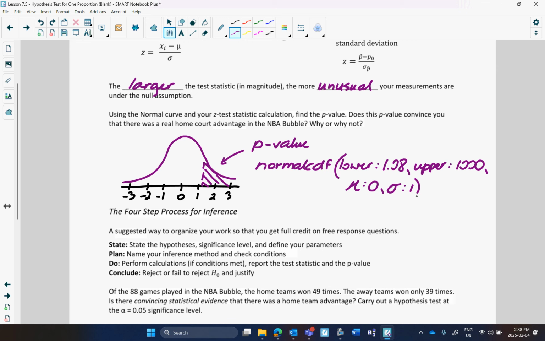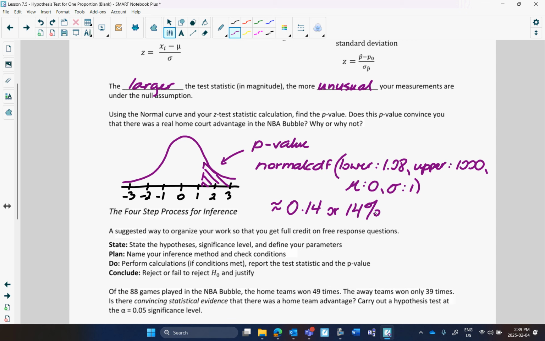So if we do this, we should get, what do I have here? Oh no, actually I think it works out to the same thing. I thought it was a little different. I didn't think it was that close. Let me just double check that I did that right. Distribution, we have 1.08 up to 1,000, 0, 1. Oh no, that's pretty close to 14%. Okay, so it pretty much matches what we did from our dot plot.